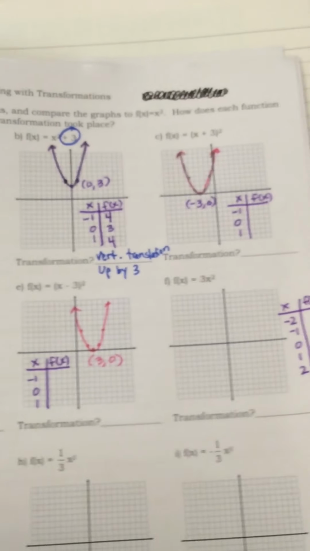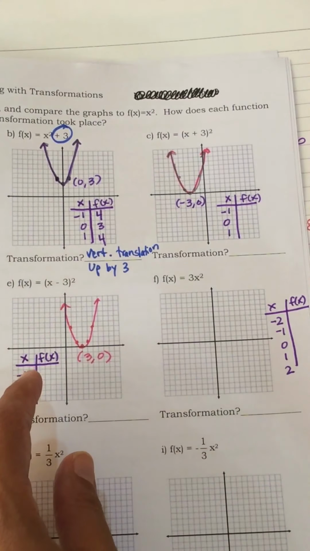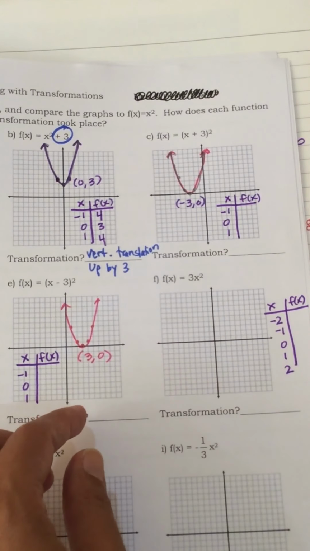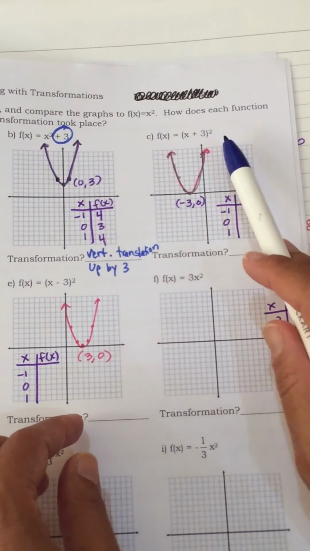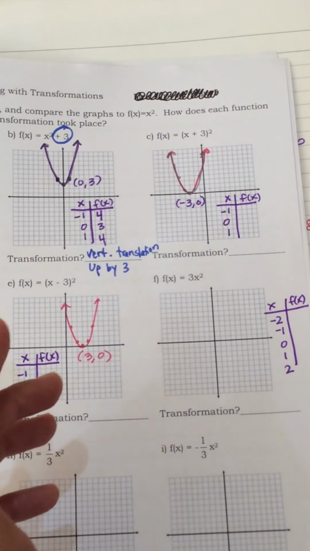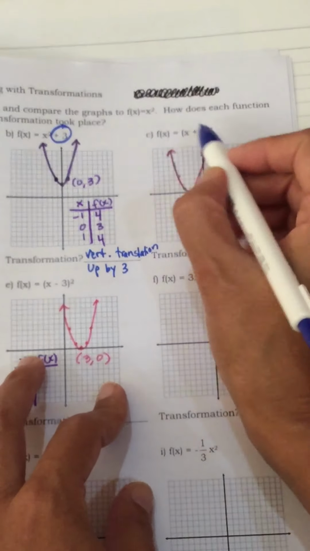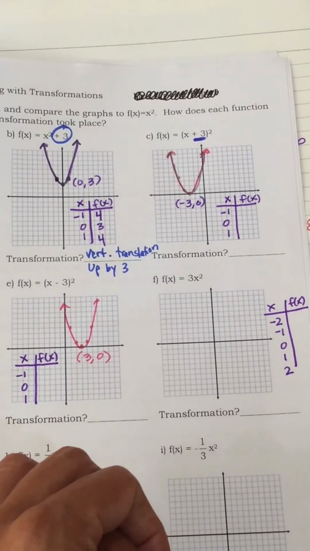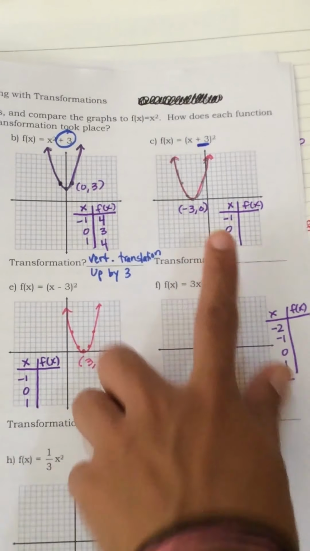Okay, so now look at this one. This one looks pretty similar to that one. There's still a plus 3, but now the plus 3 is inside the parentheses. It's x plus 3, then the whole thing squared. Here the plus 3 was outside the parentheses. So what does this plus 3 do? So I graphed it already, but I'm going to show you the points.